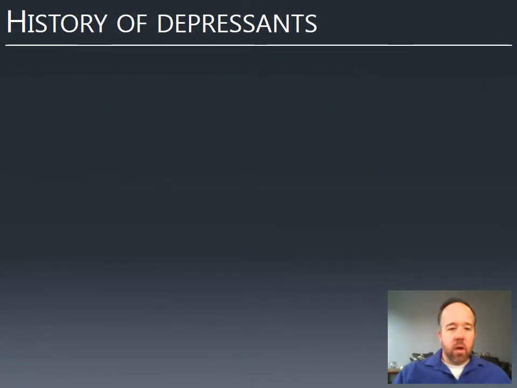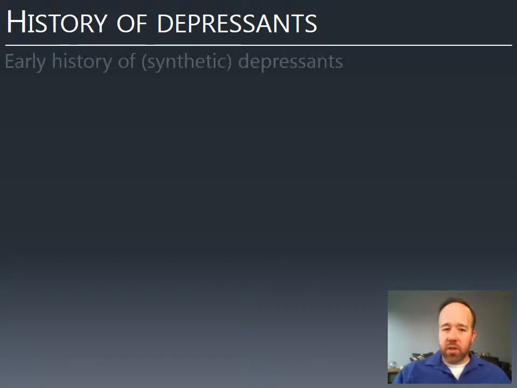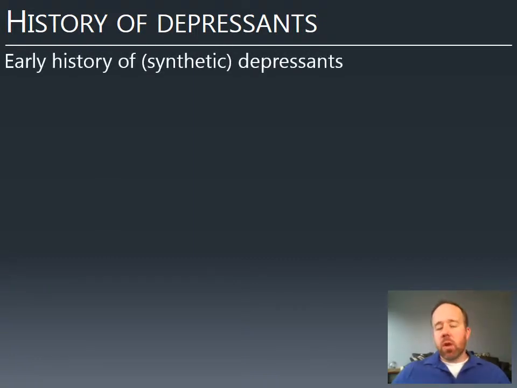Okay, so some history on depressants. So we're going to talk about synthetic depressants first, and that will be the main focus of this week. As I mentioned, marijuana is arguably a depressant. Alcohol is certainly a depressant. But those are big topics we'll save for later. They're also naturally occurring, and that's one of the distinctions we're going to make here, is that almost all depressants that we're going to be talking about this week are synthetic.